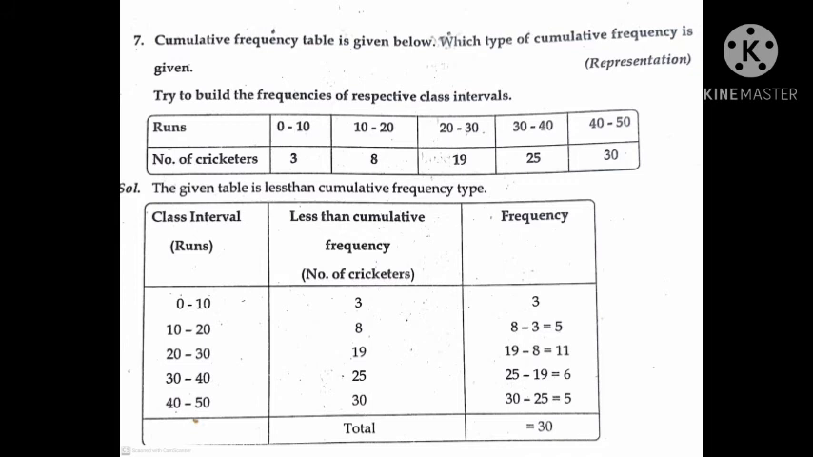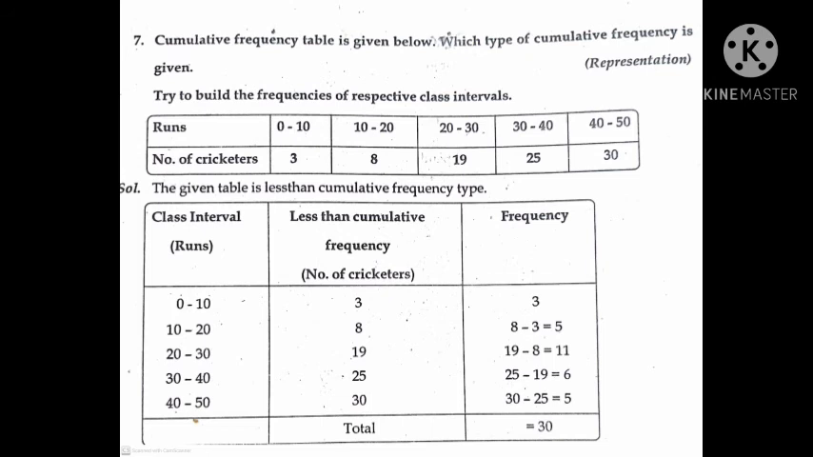So next we have to create the table with three columns. Class interval indicates runs. Less than cumulative frequency indicates the number of cricketers. The last one is frequency. The first two columns are copied from the question.